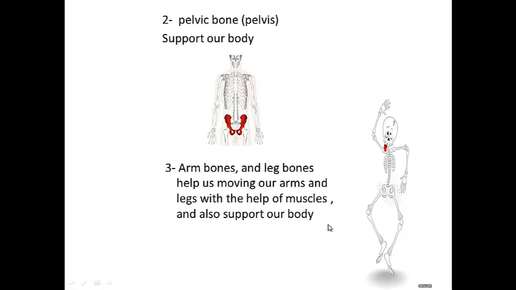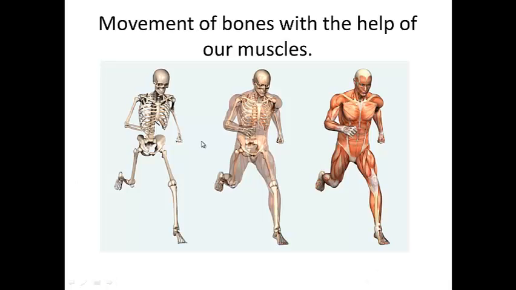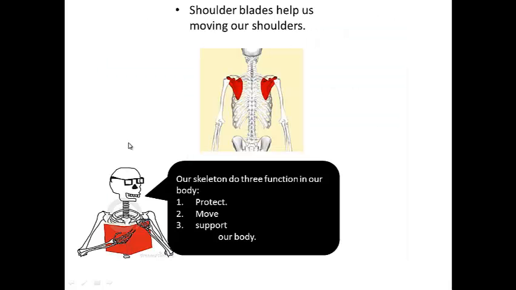Arm bones and leg bones help us move by the help of muscles. The muscles are connected to the bones so we can move our body. Look, movement of bones with the help of muscle. This is the bone, and this is the bone with the muscles attached to them. Shoulder blade. The shoulder blade helps us move our shoulders. We move our shoulders by the help of the shoulder blade.